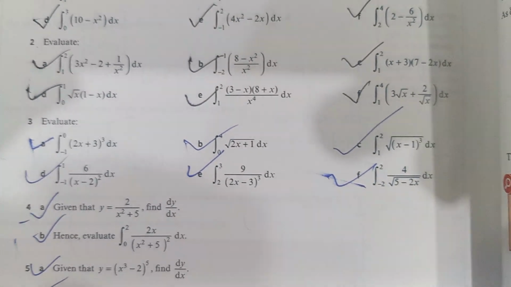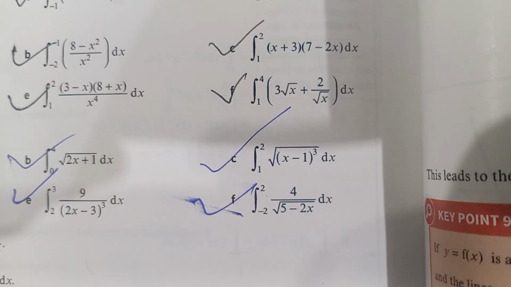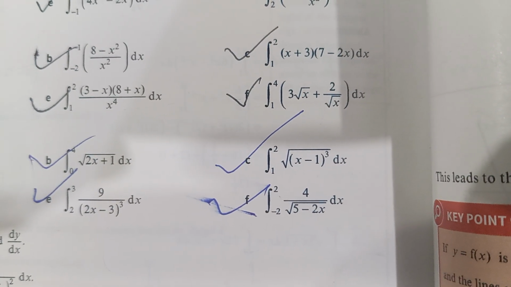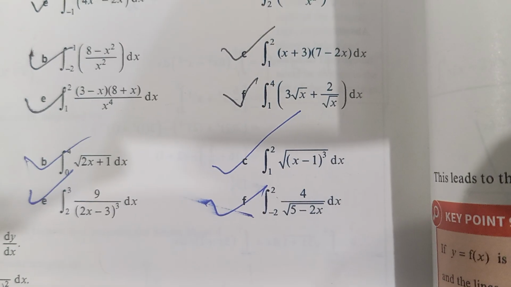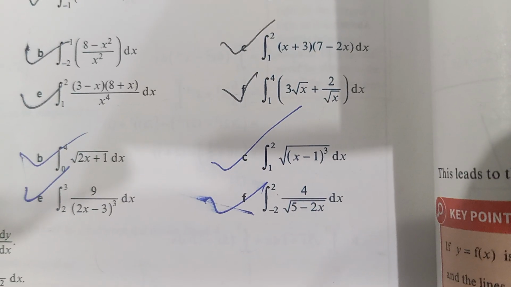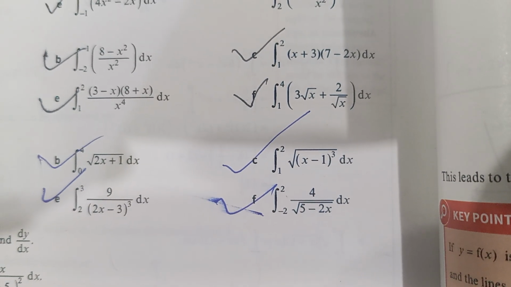So my dear students, now we will work on question number 3 and its C part. Under the radical sign we have (x minus 1) whole raised to power 3. We have to integrate this and then evaluate it. The limits are from 1 to 2. So let's solve this.